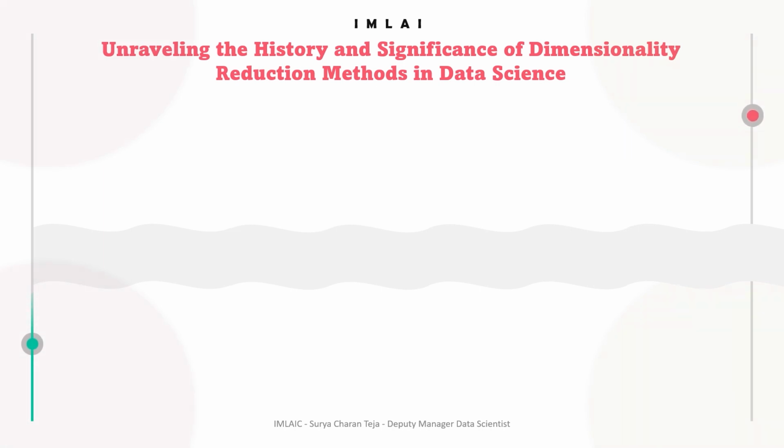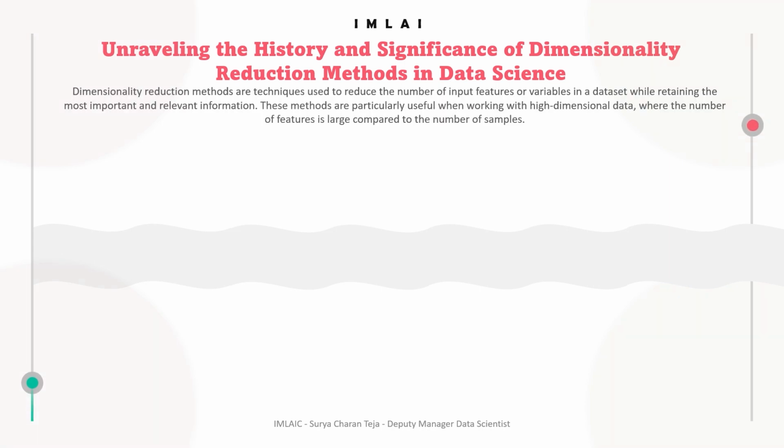Dimensionality reduction methods are techniques used to reduce the number of input features or variables in a dataset while retaining the most important and relevant information. These methods are particularly useful when working with high dimensional data, where the number of features is large compared to the number of samples. So that's what dimensionality reduction methods mean.